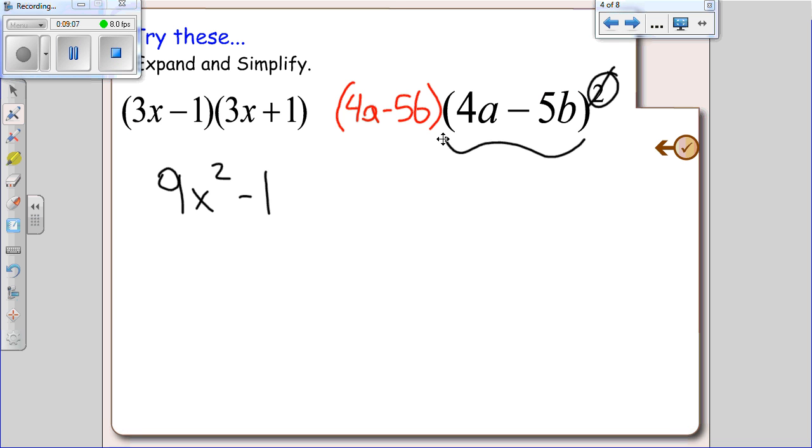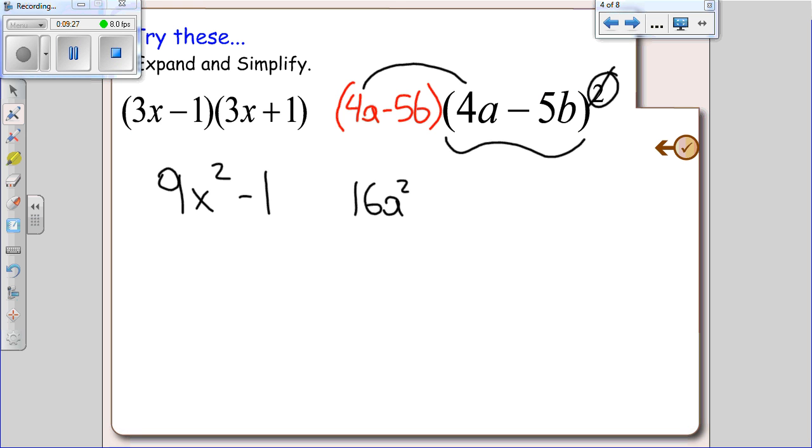So now you have a binomial times a binomial. And you should do the same thing. You should multiply it out using FOIL. This one's going to get a little tricky because we have 2 variables, so we're going to do it together. 4a times 4a gives you 16a squared. That's the first terms.